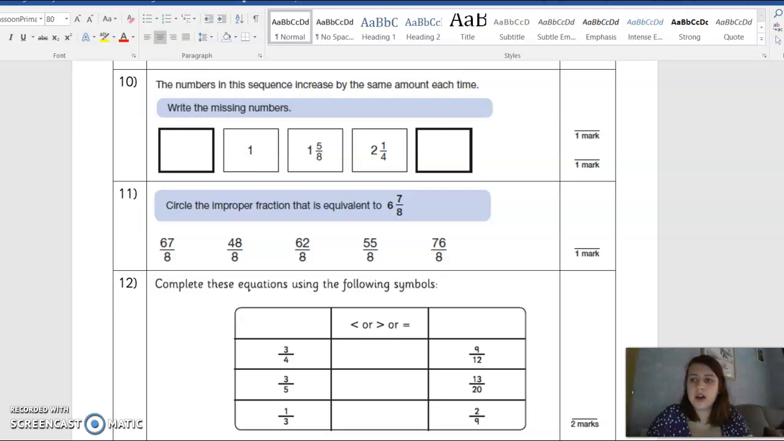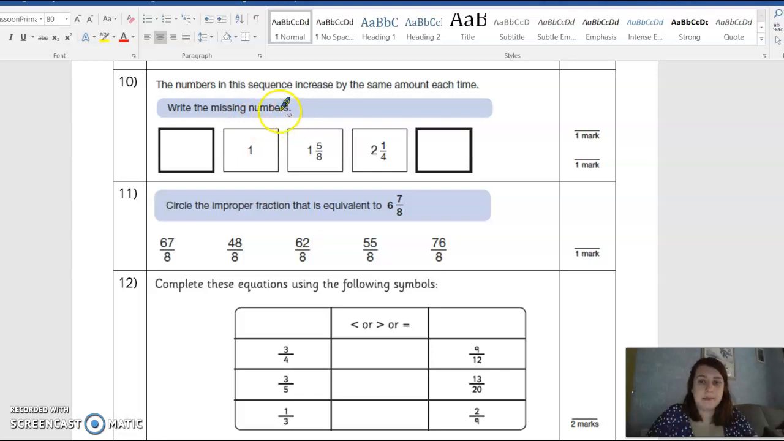So before the half term, Miss Garraway set you the final 3 questions of our fraction problem sheet. So we're going to go over those really quickly. So let's have a look at question 10. The numbers in the sequence increase by the same amount each time.